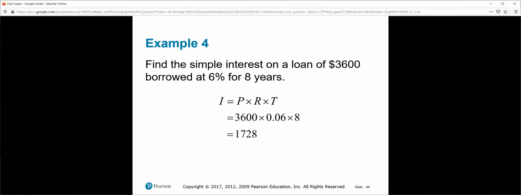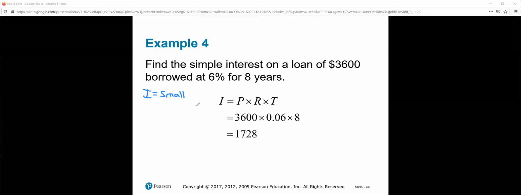Here's an example here. Find the simple interest on a loan of $3,600 borrowed at 6% for 8 years. So we have 3 different numbers, 1 unknown. The question is, what of these numbers is I, P, R, and T, right? I is your interest. This is going to be usually your smaller number. If it's your larger number, then you either almost paid off your loan, or you have to have paid off your loan, right?